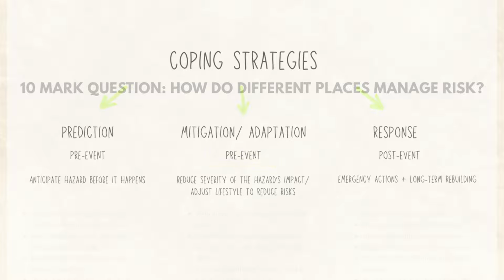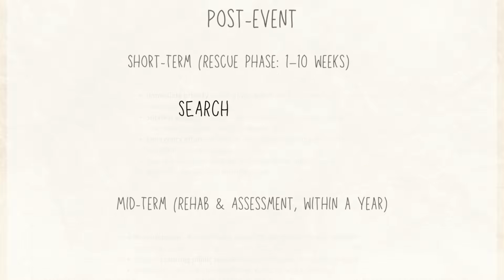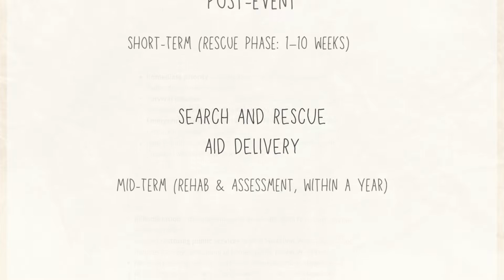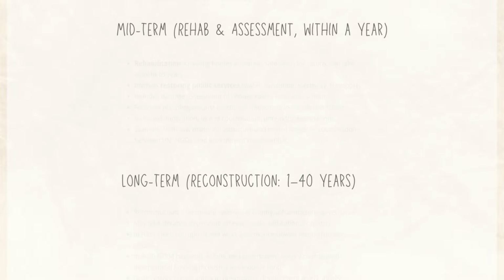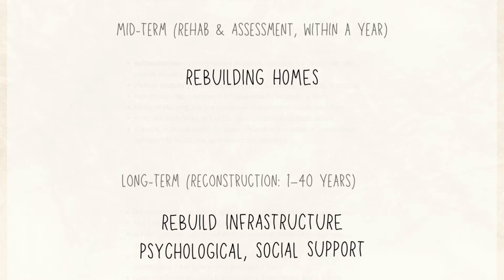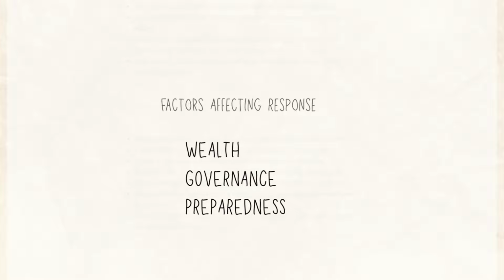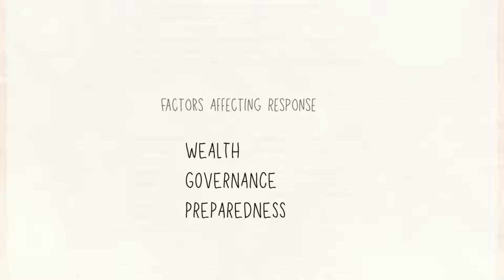Lastly, there's response, which is post-event that includes emergency search and rescue, sniffer dogs, and medical aid usually within the first 72 hours. After that, it shifts to long-term recovery, rebuilding homes, infrastructure, public services, and providing psychological and social support. For evaluation, the effectiveness of these strategies depends on wealth, governance, and preparedness. Wealth affects what's possible. Richer countries can invest in monitoring systems, strong infrastructure, and fast recovery.